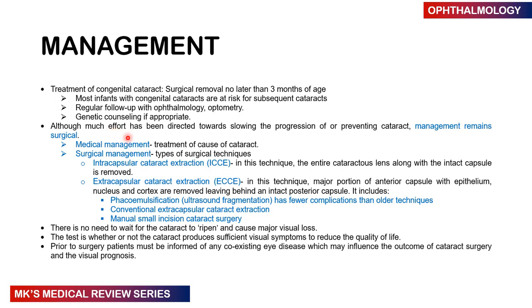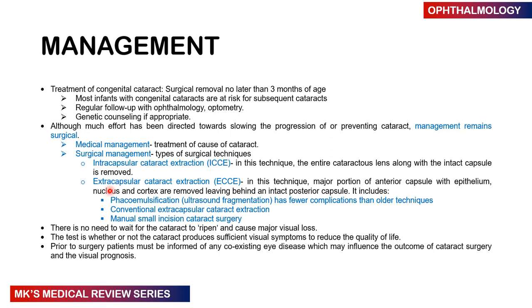Then of course, you may use some techniques like phacoemulsification. This is ultrasound fragmentation. You may have conventional extracapsular cataract extraction. You may have manual small incision cataract surgery. But of course, there is no need to wait for the cataract to ripen or to cause any visual loss. You can even operate on these individuals before this happens. And of course, the test is whether or not the cataract produces sufficient visual symptoms to reduce the quality of life. That would warrant immediate treatment.